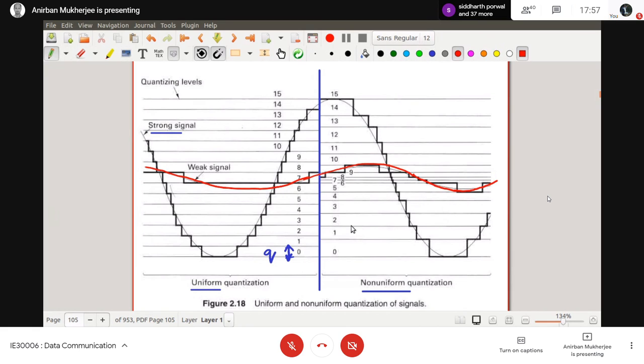Now, what will happen in the non-uniform quantization? When the signal value is low, I have done a finer quantization. And when the signal value is high, I have covered the same dynamic range, the same voltage range. But at the low values, near zero, I have finer quantization levels. For higher signal values, I have a coarser quantization. Now, what is the advantage in it?